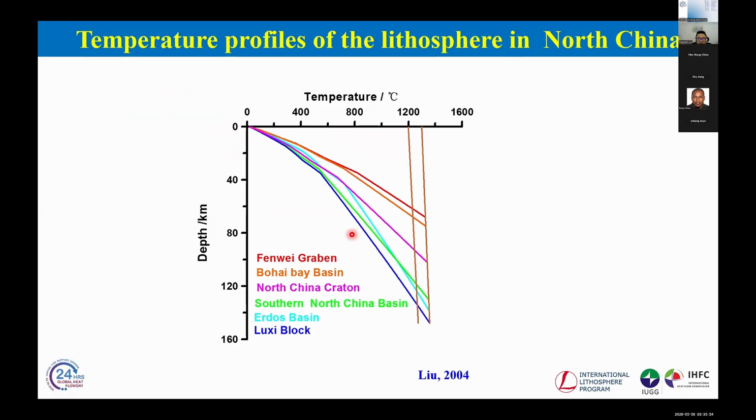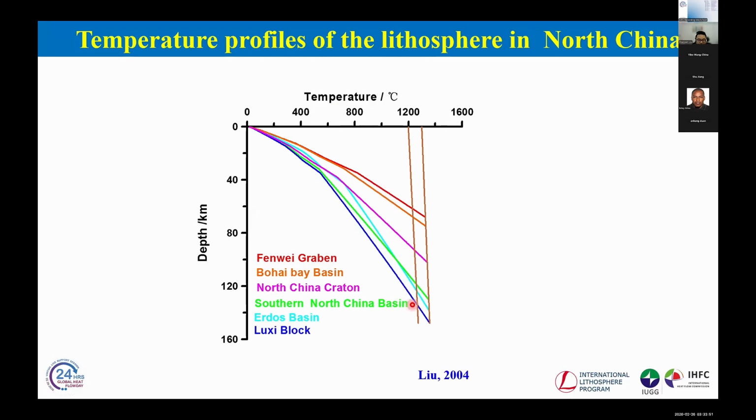So this is my early work about Northwest China. We can say the different tectonic units within North China also show different thermal structure. This is the temperature profile. We can say from the Fengwei graben, 冯位地堑, to the Luxi block, 鲁西地块, we can see for the Fengwei and Bohaiwan basin, the deep temperature is quite higher.